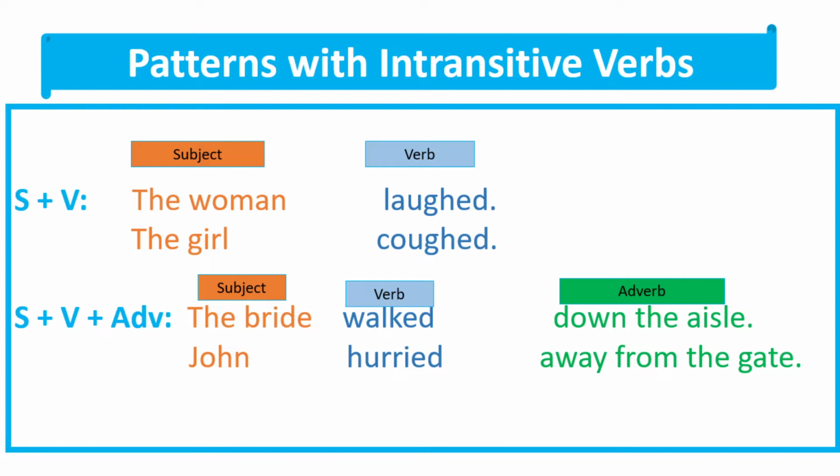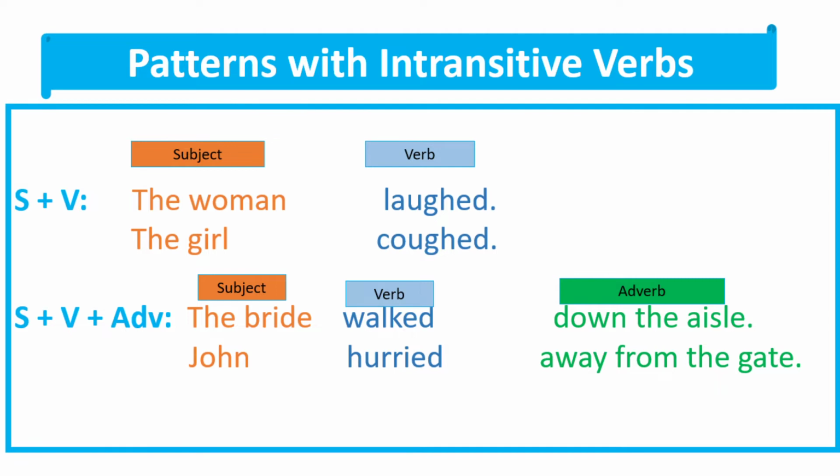For S plus V, we have: The woman left. This is already a sentence. The subject is the woman and the verb is left. So this is the S plus V pattern. And then: The girl coughed. This is another example. I think this is very easy. Next, we have S plus V plus adverb. We have: The bride walked down the aisle. The subject, S, is the bride, the verb is walked, and the adverb is down the aisle, adverb of place.